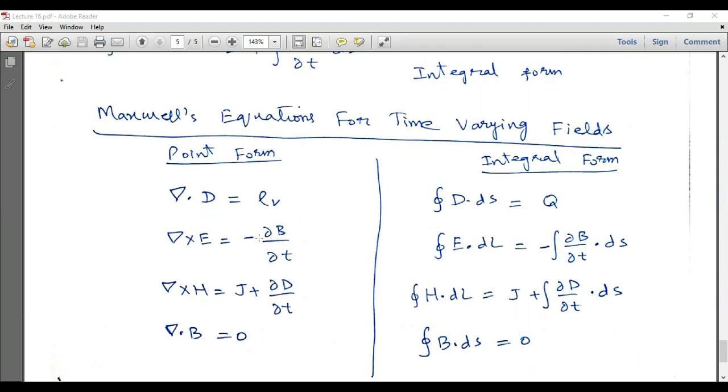Now, if we assume that these are static fields, then B will be constant and D will also be constant, and their derivatives will be equal to zero, and we will get again the Maxwell's equations for static fields which we obtained previously. So from this set of Maxwell's equations, we can observe that a time varying magnetic field is producing an electric field, and a time varying electric field is producing a magnetic field. So this is the property of electromagnetic waves.